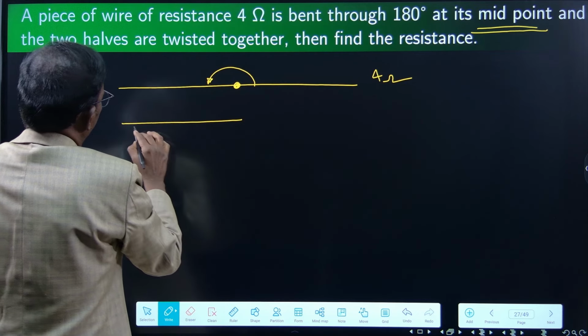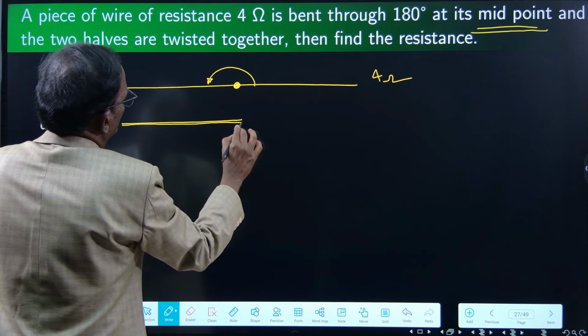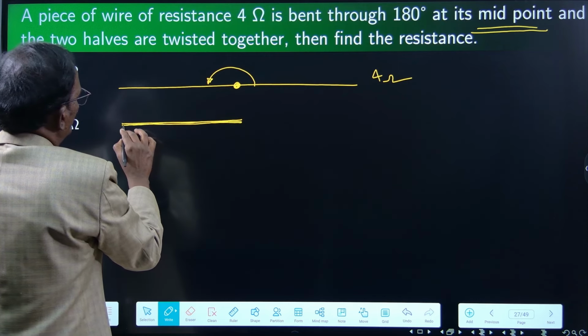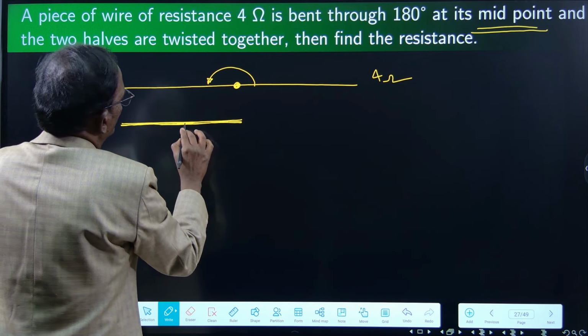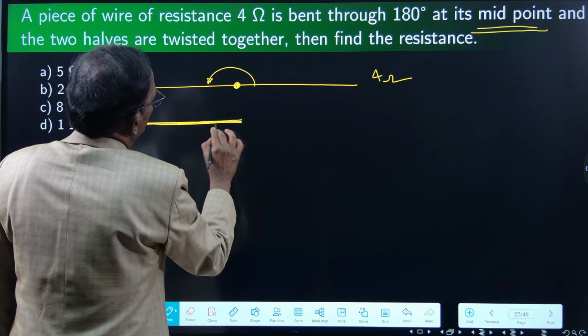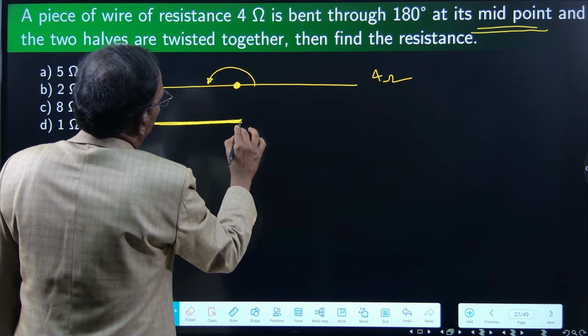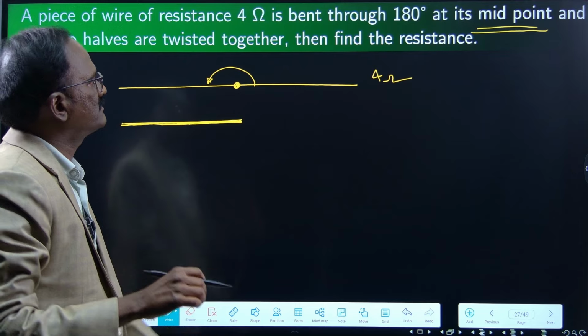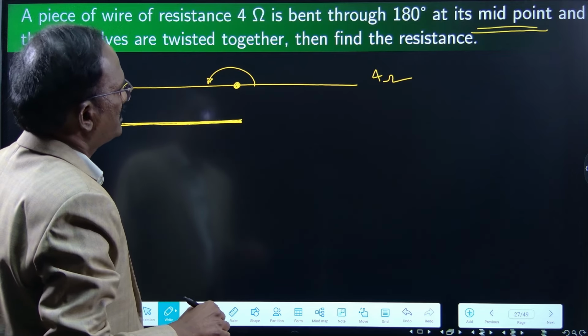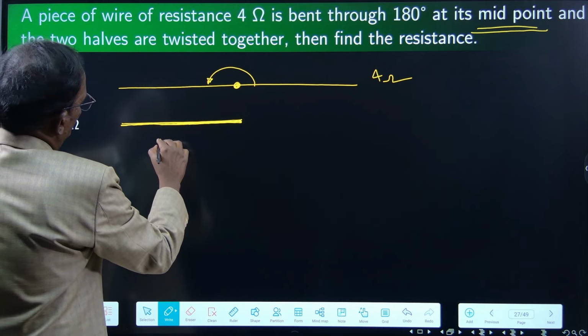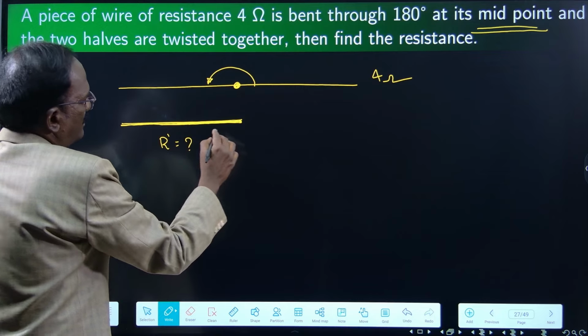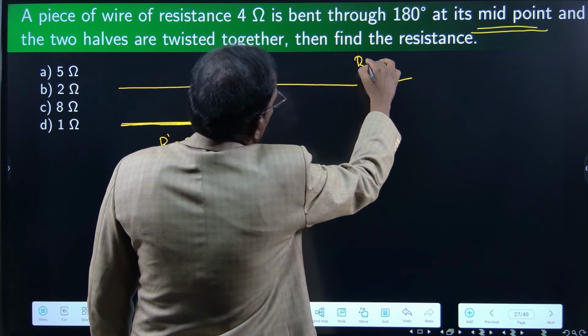Now it is made as the two halves are made as a single wire. Twisted. They are twisted. Then find the resistance. What is this value? R dash is what? R is equal to 4 ohms.